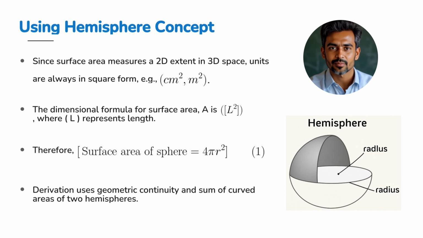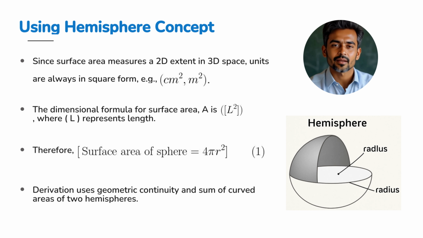So, if one hemisphere covers an area of 2 pi r squared, then 2 hemispheres, which make up the whole sphere, will have a total surface area of twice that. Mathematically, that's 2 times 2 pi r squared, which equals 4 pi r squared. Here it is again. Surface area of sphere equals 4 pi r squared. This derivation relies on the idea that the curved surfaces of the 2 hemispheres join smoothly without any gaps or overlaps, making the total curved surface area seamless.